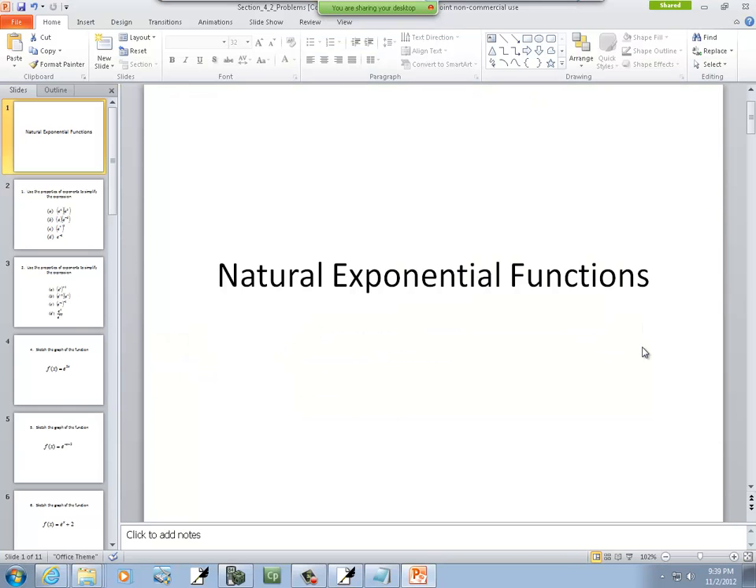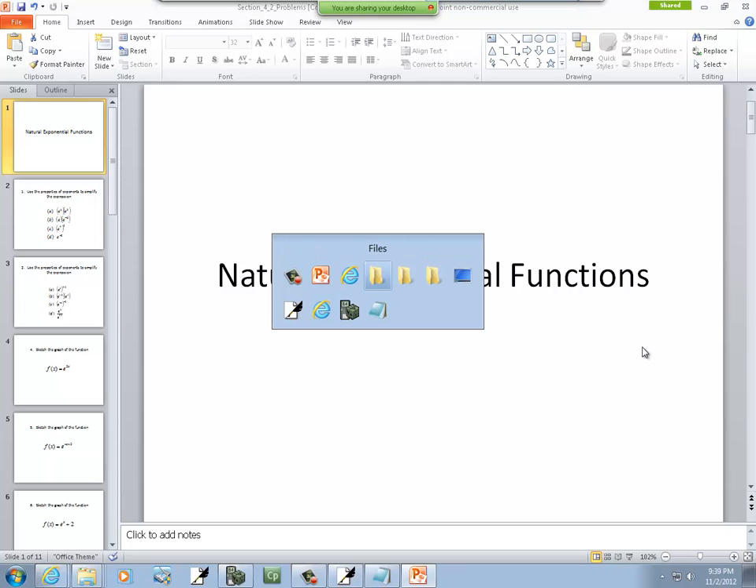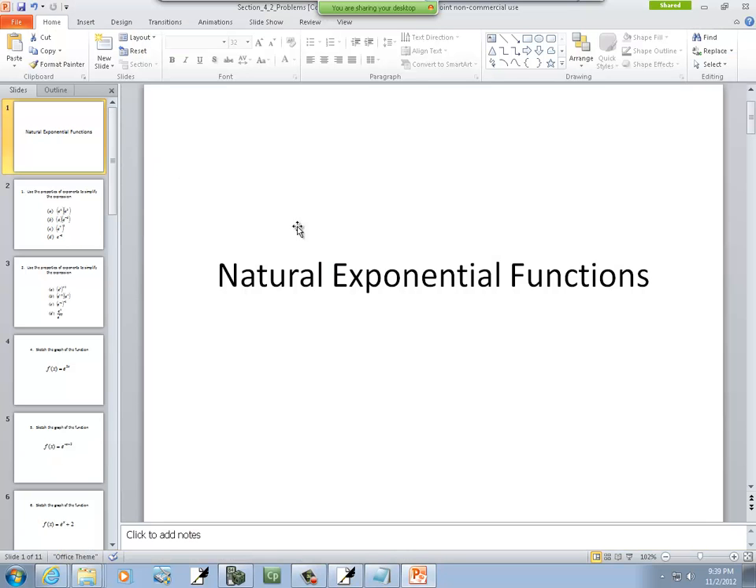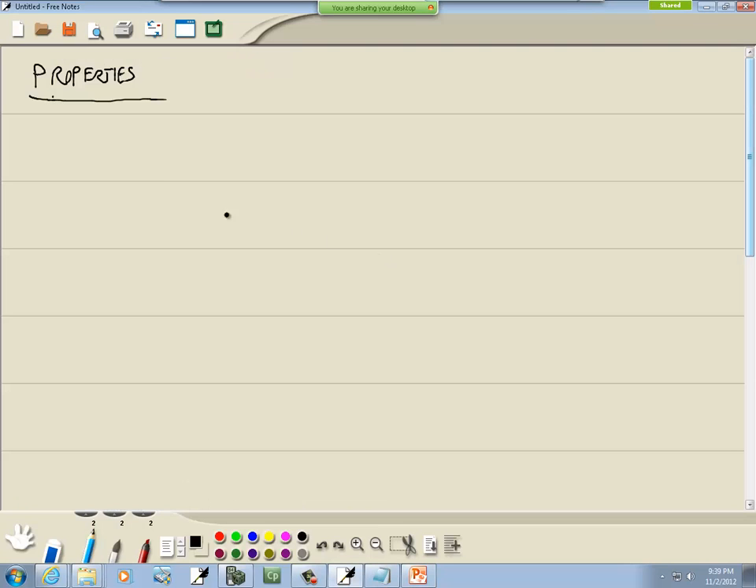Let's take a look at natural exponential functions. Now, let me refresh our memory on some properties. Now I'm going to put these specifically in terms of the natural exponential functions.